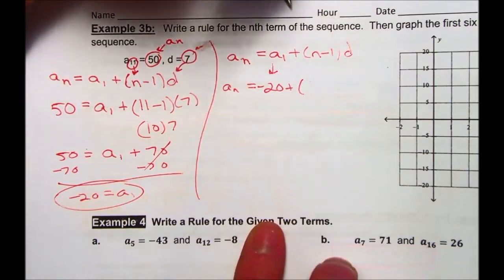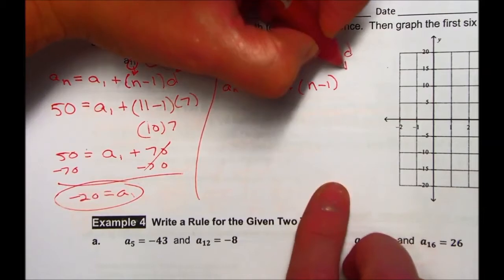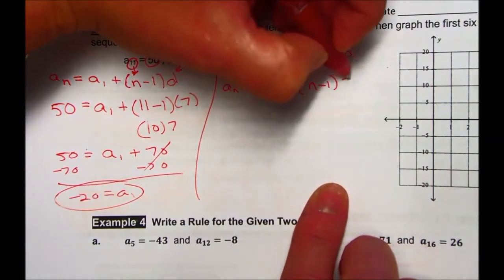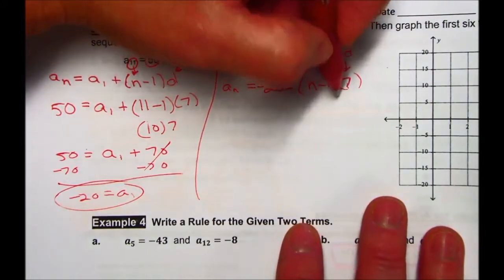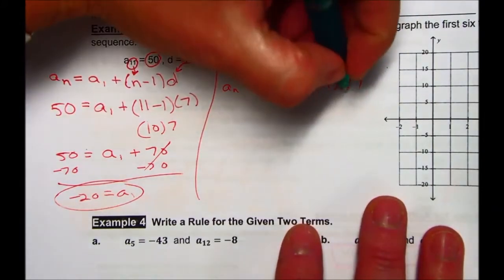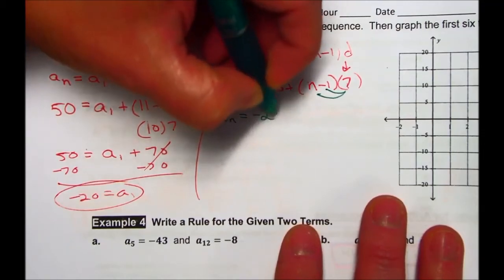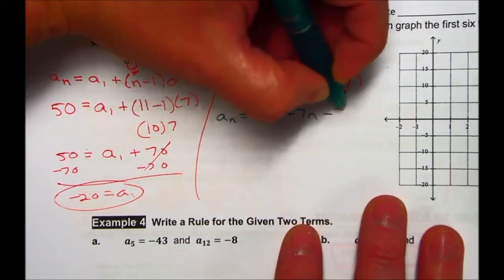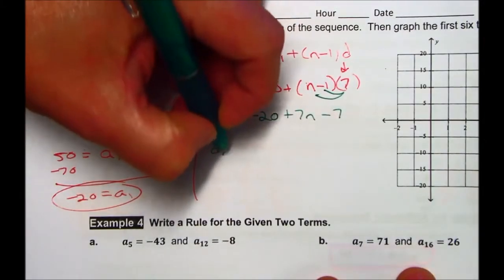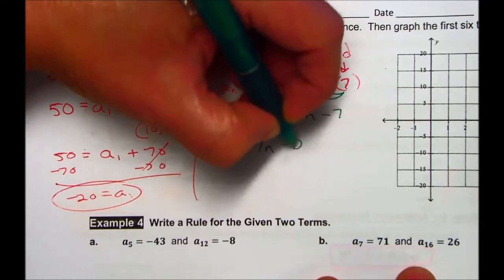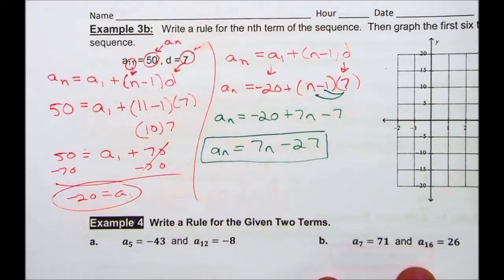And then n we're bringing back into our equation, but the common difference is going to be what it was before, 7. So that doesn't change. Now, just like before, distribute. So a sub n equals negative 20 plus 7n minus 7. The negative 20 and the negative 7 combine like terms to get 7n minus 27. So that is our rule.